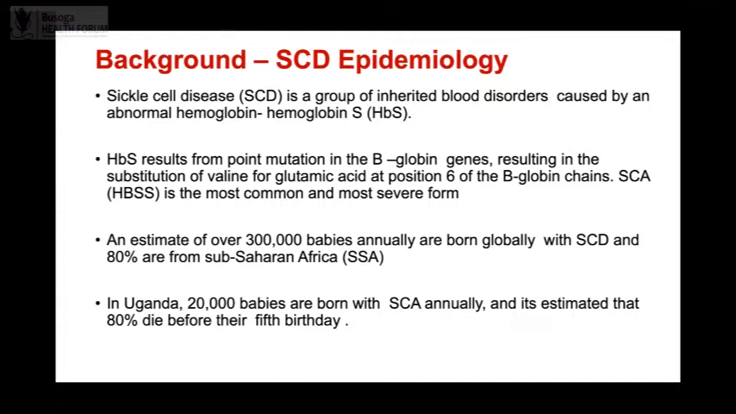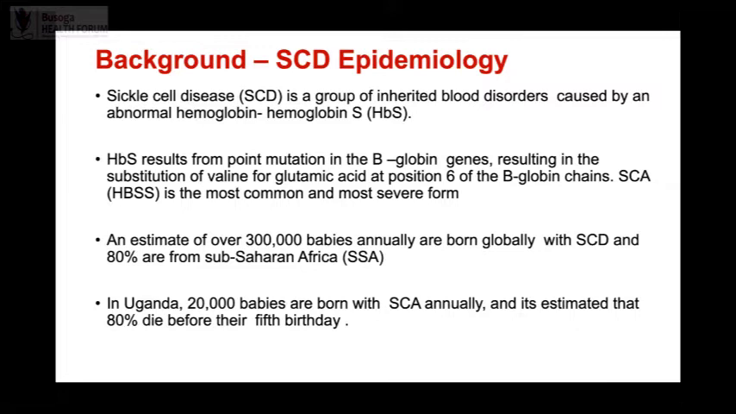So the background: I think everyone knows that sickle cell disease is the most common inherited blood disorder, and it's caused by an abnormal hemoglobin, which is called hemoglobin S. We all know that the normal hemoglobin is hemoglobin A, but hemoglobin S is an abnormal hemoglobin that comes about as a point mutation in the beta globin gene. And this results from the substitution of valine for glutamic acid at position 6.